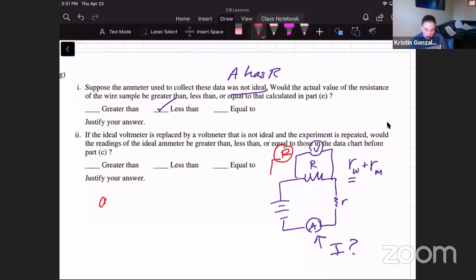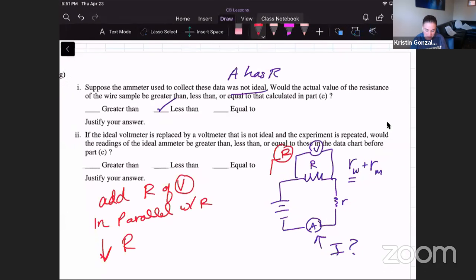So by adding the resistor of the voltmeter in parallel with our resistor R, we're going to decrease that equivalent resistance. But without changing the EMF, if I decrease resistance, what happens to the current in my circuit? It's going to go up according to Ohm's law. If resistance goes down, current's going to go up for that same potential difference. So we're going to have a greater current through my ammeter because I've decreased the resistance of my circuit by adding in that non-ideal meter in parallel with the other.